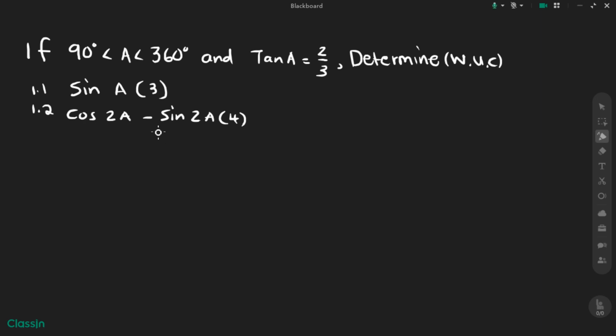Like with the previous lesson, especially on trigonometry, we had a question where we were given a scenario. In this case, they say if 90 degrees is less than A, less than 360 degrees, and tan A is equal to 2/3, determine without using a calculator: sine A, which is 3 marks, and cos 2A minus sine 2A, 4 marks.